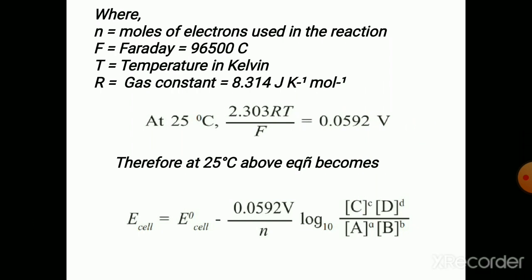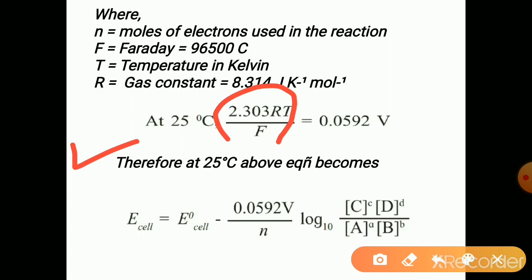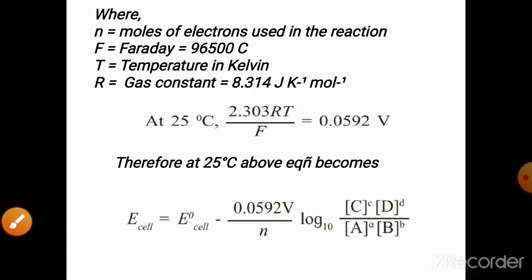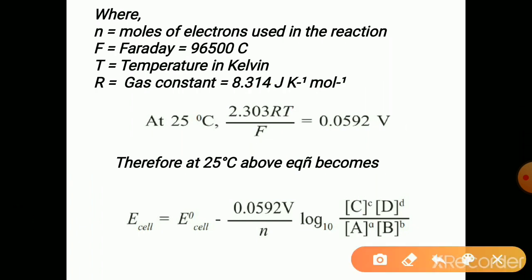So putting the value of this total term here, we get the equation: E of the cell equals E naught of the cell minus 0.0592 divided by N, log of concentration of products divided by concentration of reactants, each term raised to its coefficient.